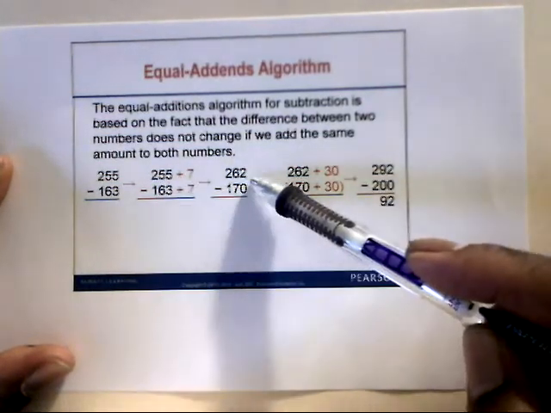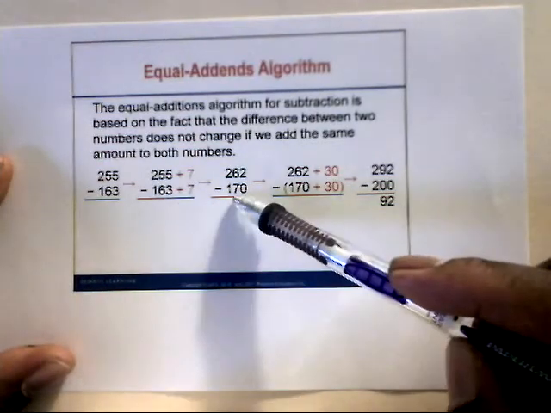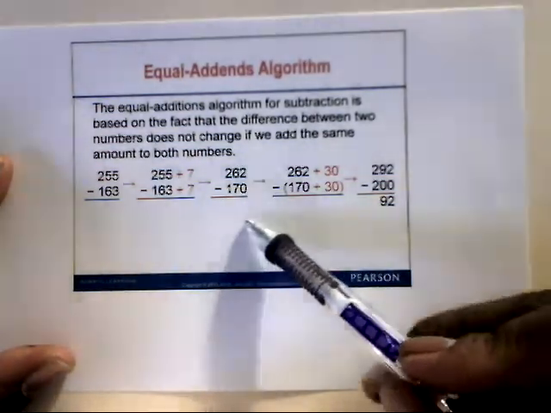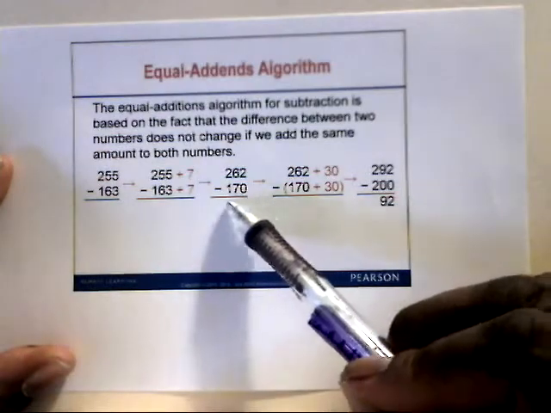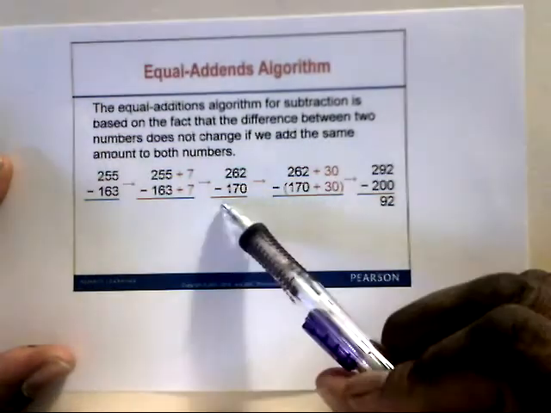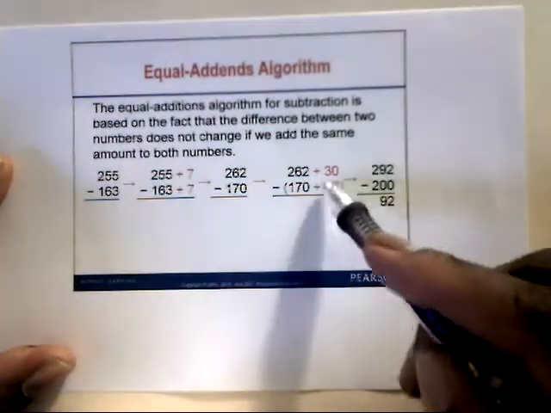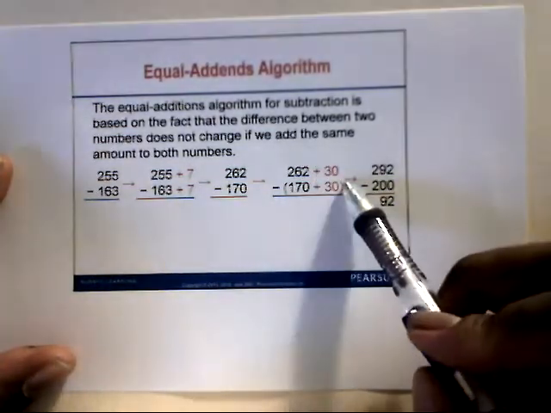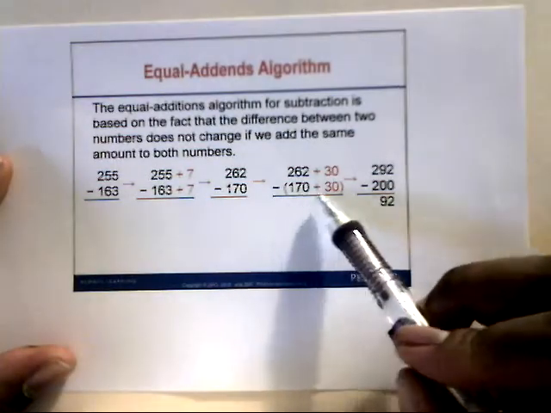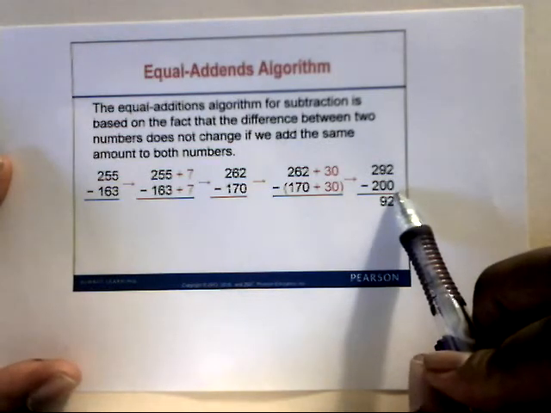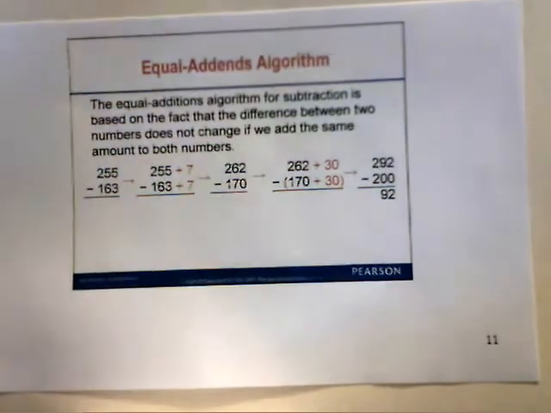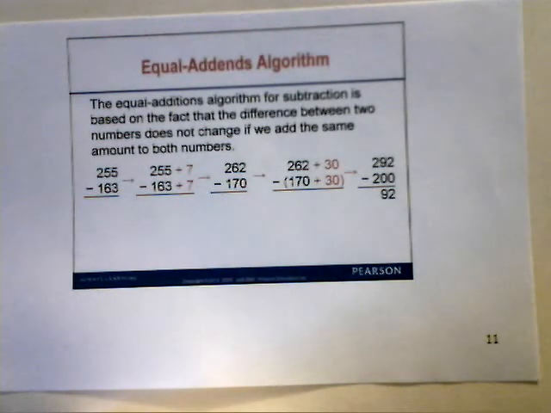265 plus 7 is 272. 163 plus 7 is 170. So that's 272 minus 170. Okay, now I can extend this by adding 30. Because if I want to make this 170, 200, I can add 30 to the 170 and add 30 to the 272. So I'm doing equal additions here. 272 plus 30 will be 302. 170 plus 30 will be 200. So 302 minus 200, that's simply 102. So we can conclude 265 minus 163 would give us 102 using the equal add-ins method.